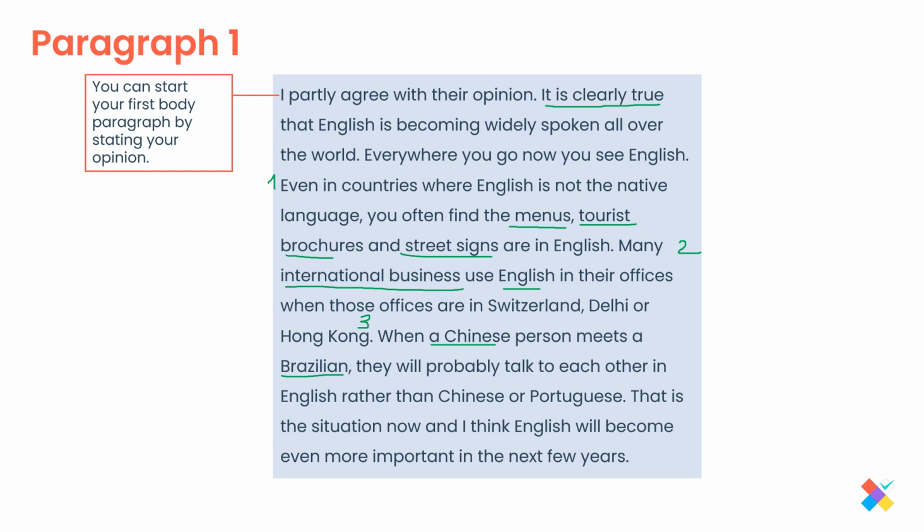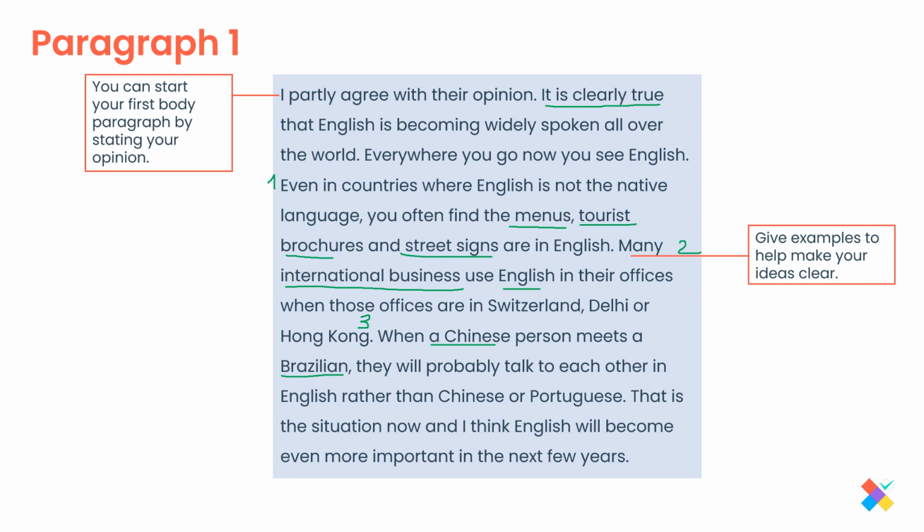And then the very last sentence of this paragraph is like a conclusion, a restatement: "That is the situation now, and I think English will become even more important in the next few years." Right? Nothing too complicated. So there are actually 3 examples. The first sentence is a topic sentence, then an explanation, "Everywhere you go now, you see English," and then 3 examples. And the last one is a restatement of the paragraph. This is a very well written paragraph, even though it's for band 5. It's very clear and logical.